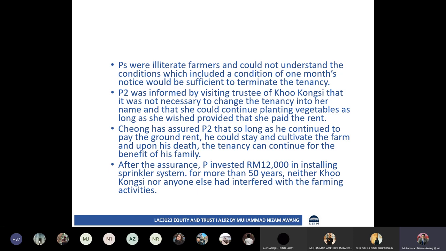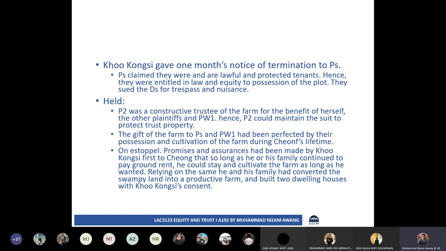So based on the assurance, the plaintiff invested $12,000 in installing a sprinkler system for the farm for more than 50 years. And during that period, neither Ku Kong Si nor anyone else had interfered with the farming activities. But later, Ku Kong Si, the trustee of the land, gave 1 month's notice of termination to the plaintiff. Plaintiff claimed that they were lawful protected tenants. Therefore, they were entitled in law and equity to possession of the plot. They sued the defendant for trespass and nuisance.